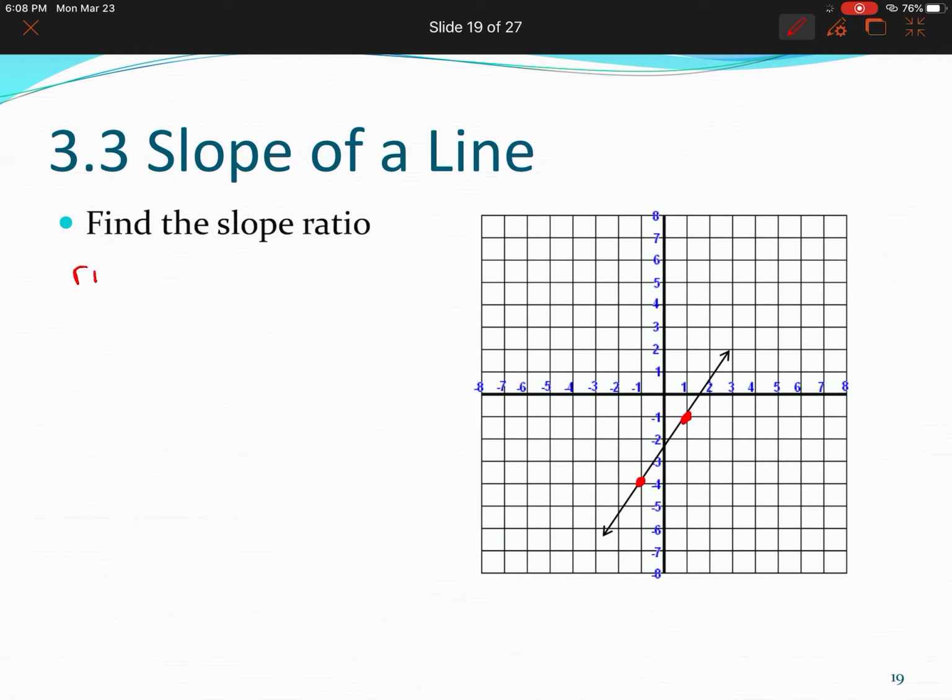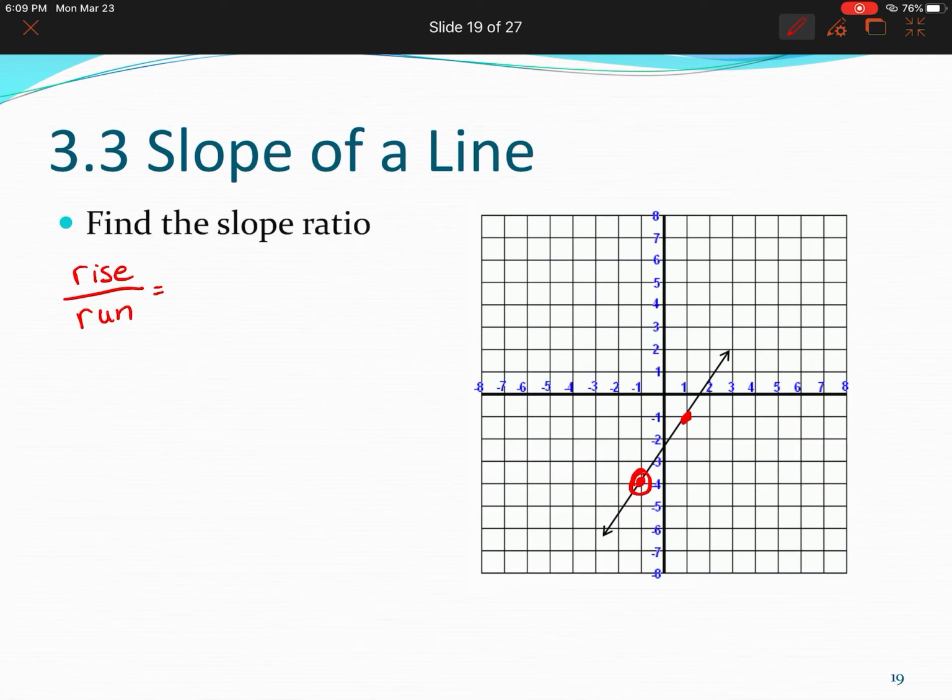So the way we're going to find this is we're literally going to count rise over run. Rise being our vertical change, run being our horizontal change. And so when we do this, we're always going to start with the point to the left. So in this case, it's this point. And we're either going to count up or down. If we count up, it's positive. If we count down, it's negative. And then we're always going to go to the right.